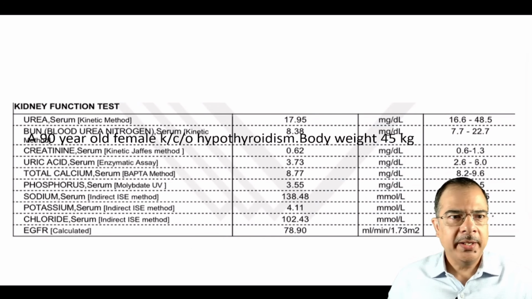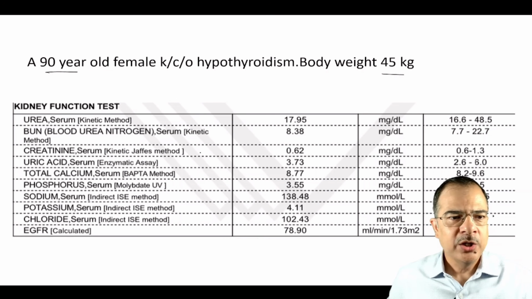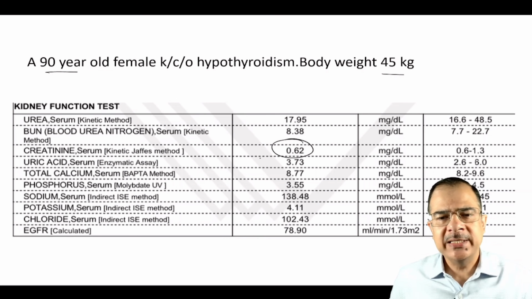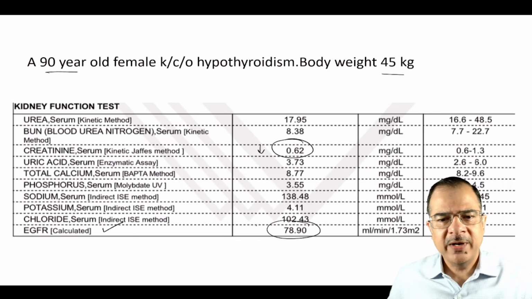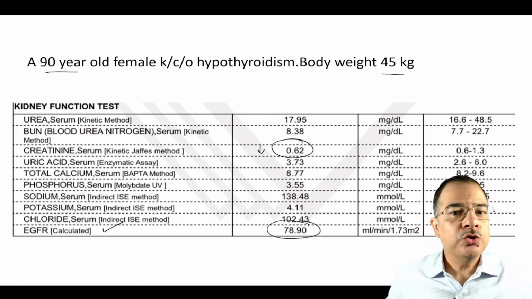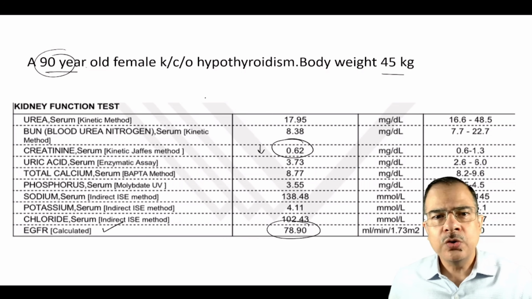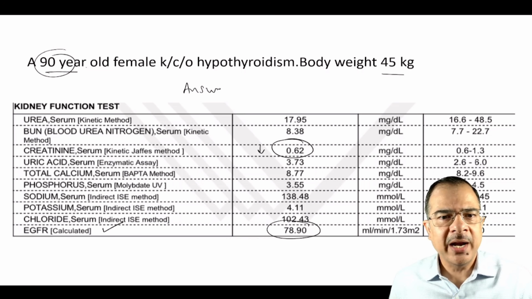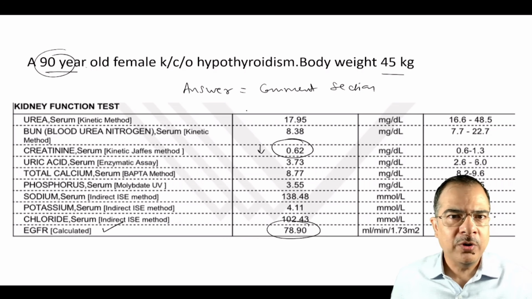Now the patient is a 90-year-old female, and body weight is 45 kg. Here you can see the creatinine is 0.62, because with very low muscle mass, creatinine can be reduced. When we calculate the eGFR here, it came out to be 78.9. So will you consider this GFR as low, or normal for her age? You can write down your answer in the comment section, whether this is a normal GFR for her or not.